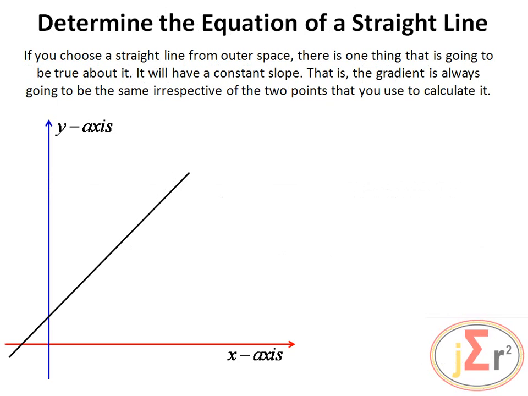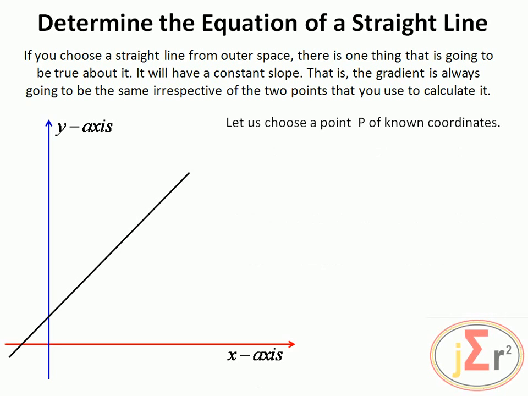Now we are going to determine the equation of a straight line. So we need information in order to determine the equation of a straight line. But let's see what we really need. If you choose a straight line from outer space, there's one thing that is going to be true about it. It will have a constant slope. That is, the gradient is always going to be the same, irrespective of the 2 points that you use to calculate it. So any 2 points that you use to calculate the gradient on a line, that value of the gradient is always going to be the same for the straight line.